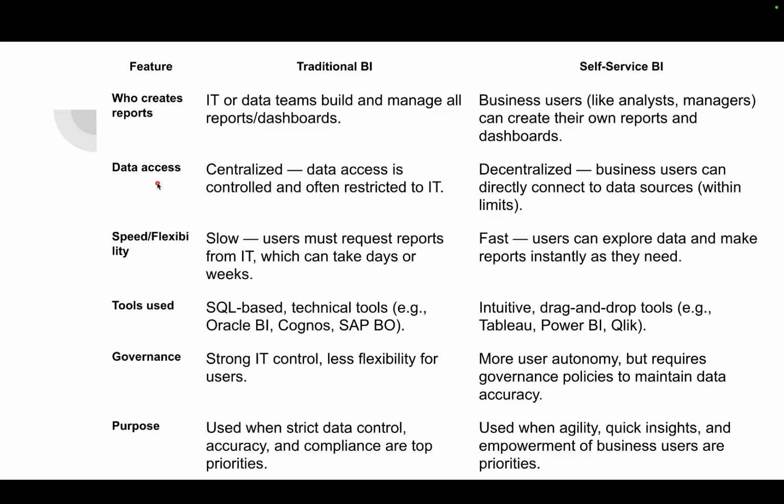The second point is data access. What is the meaning of data access? In traditional BI it was centralized, and in self-service BI it is decentralized, meaning now anybody can use it directly. Users can go and grab the data and start creating their own visualization. But in traditional BI, data access was restricted. It was controlled by the IT team, right? So only they could have this access and use it. In terms of speed and flexibility, this was slow, right? Because one team was managing it, so they had some limitations.